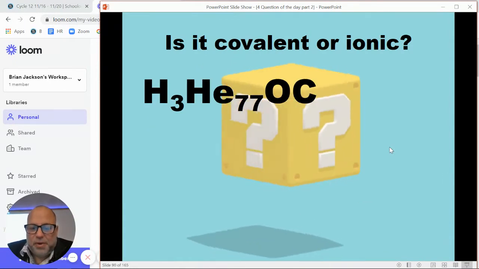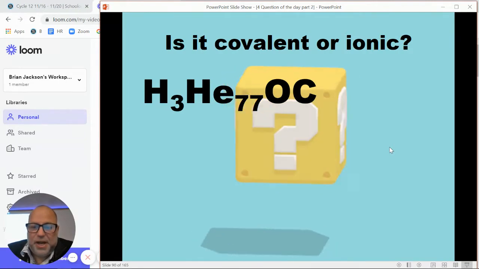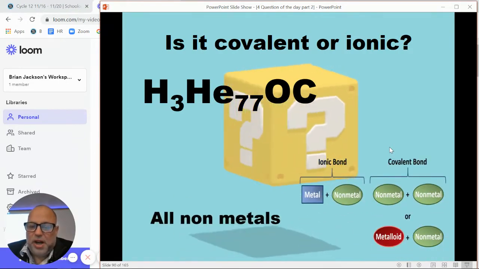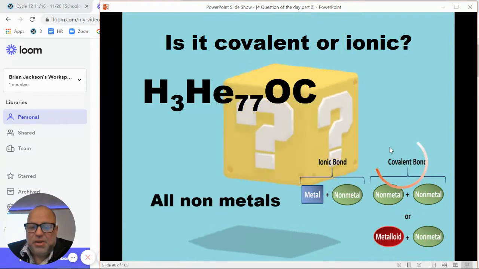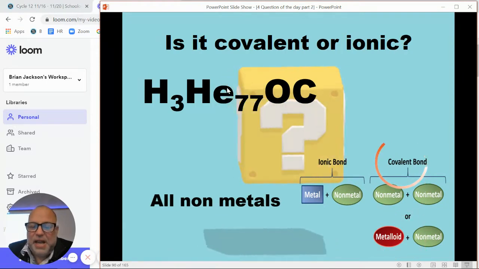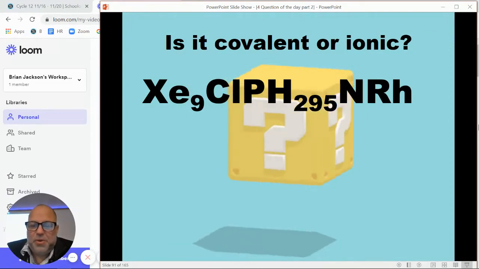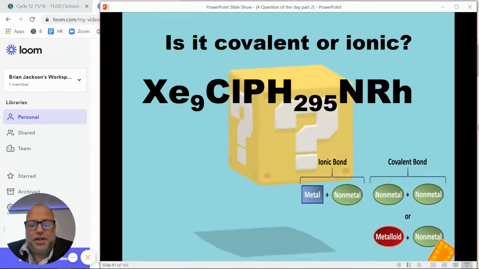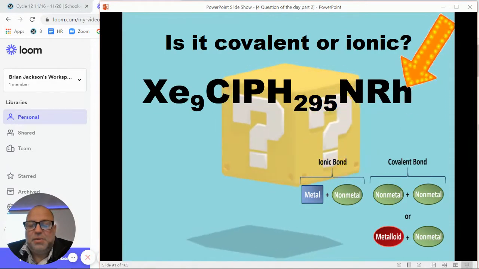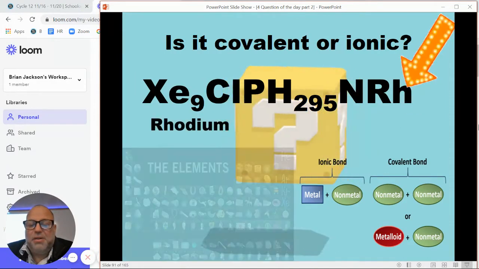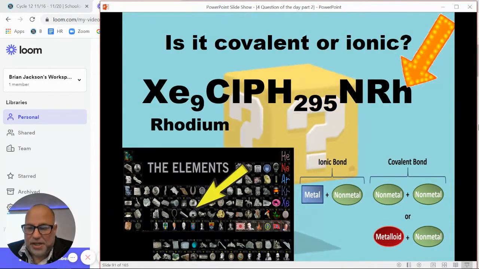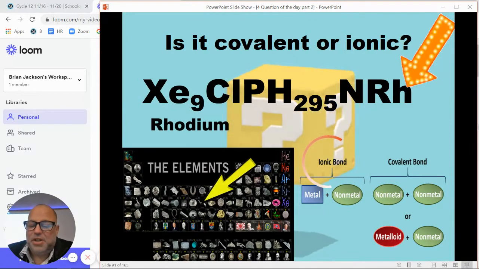How about this one right here? For this entire big molecule, covalent or ionic? What do you think? Well, as you look at it, I can't see any metals in there, so that's going to make it covalent. How about this guy right here? Well, there's a lot of stuff right there. Covalent or ionic? This one's got Rh right there, rhodium, and rhodium is over here on the periodic table. It's definitely a metal, which makes this ionic.